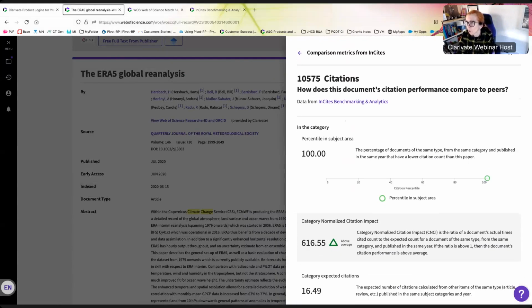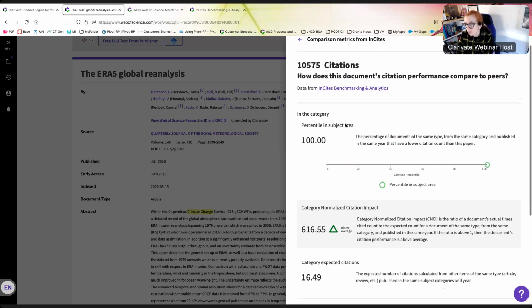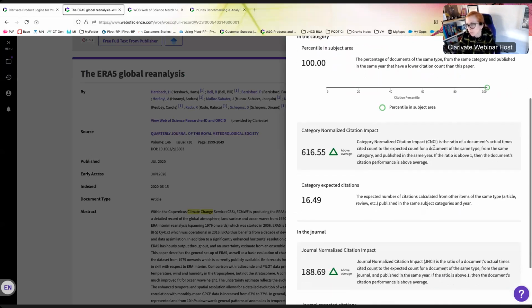And here in the numbers, we could see that the number of citations, of course, is high. So the paper is in the 100th percentile in the subject area, because the percentage of documents of the same type in the same category published in the same year all have fewer citations than this paper.